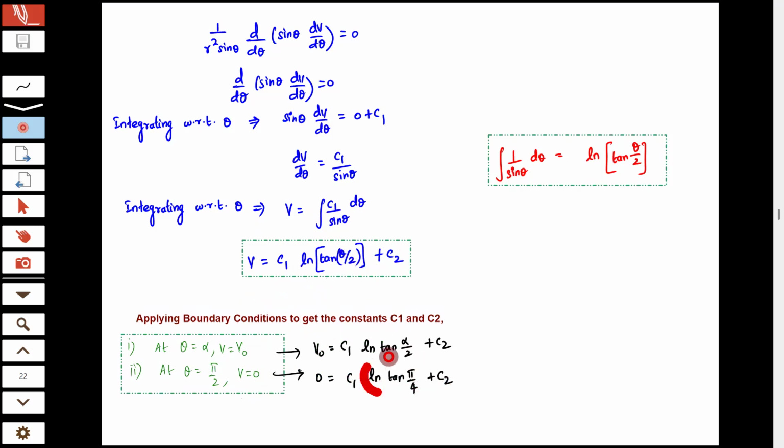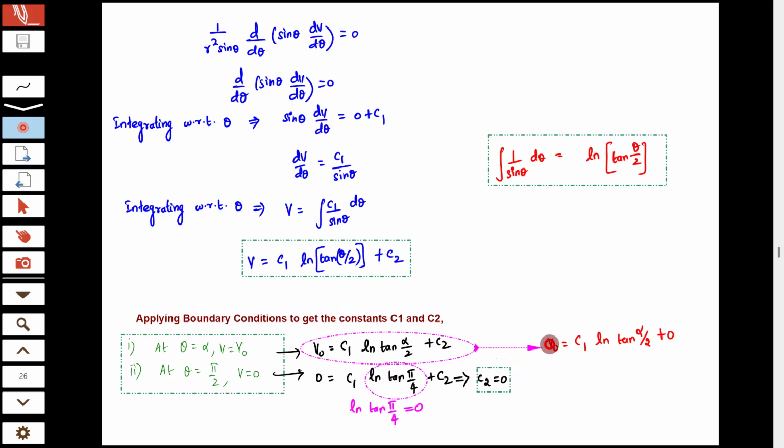Now we have to find what is this value, natural logarithm of tan pi by 4. You can take the calculator and estimate this. This is going to be equal to 0. So now when c1's multiplication factor is 0, plus c2 equals 0, which will give c2 equals 0. Now we can take c2 equals 0 in this equation, and v naught will be equal to c1 logarithm of tan alpha by 2. From this, we can find c1 as v naught by logarithm of tan alpha by 2.